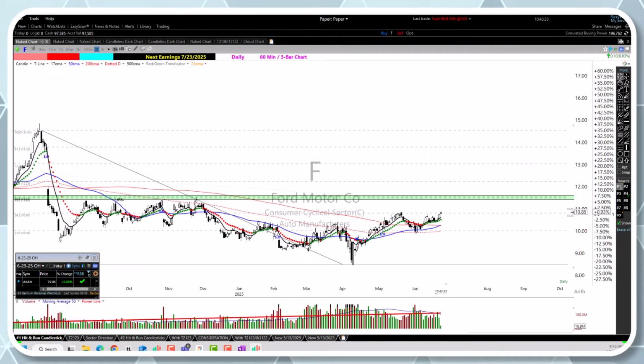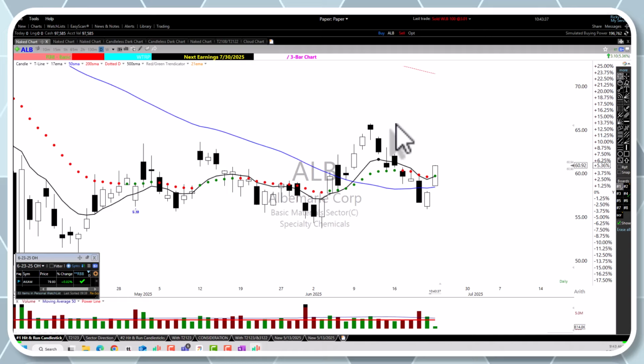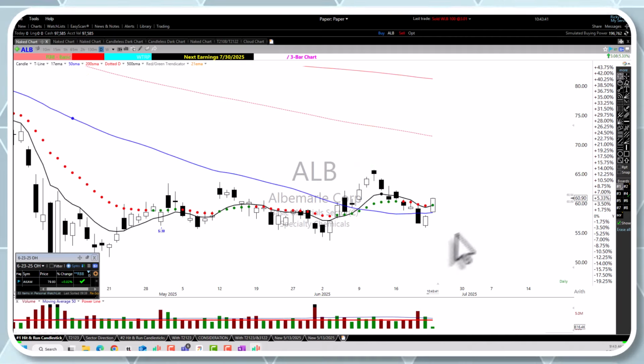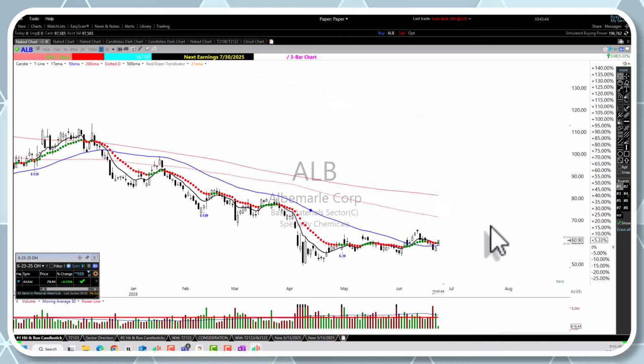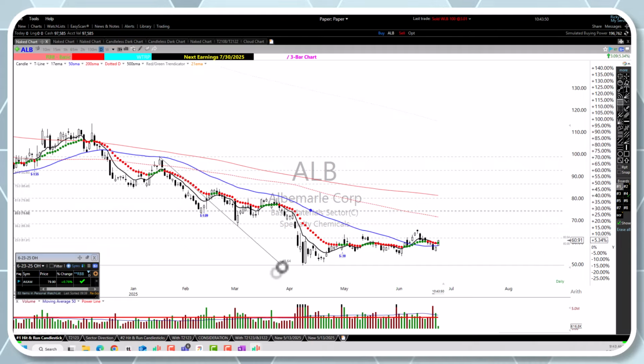Hey, Trader X, how you doing? ALB setting up. It is. Wow. Mercy. Flag that one. That's a nice chart. So let's run our numbers here. Here we go.